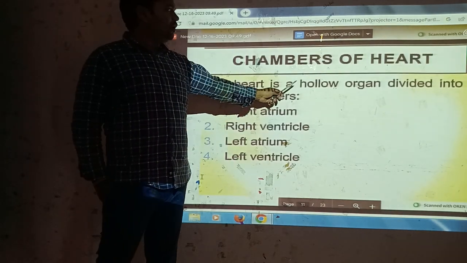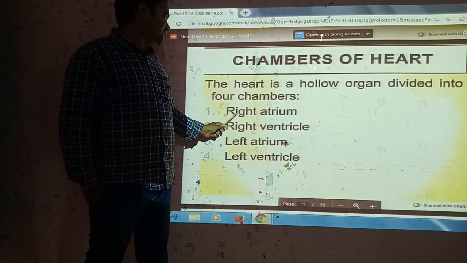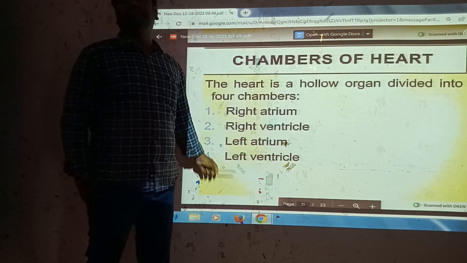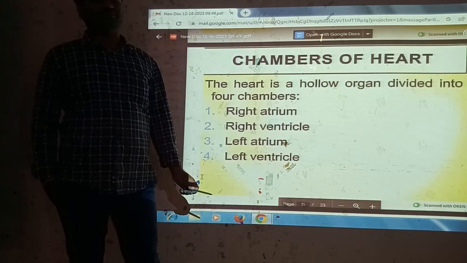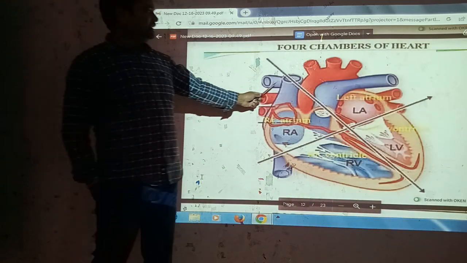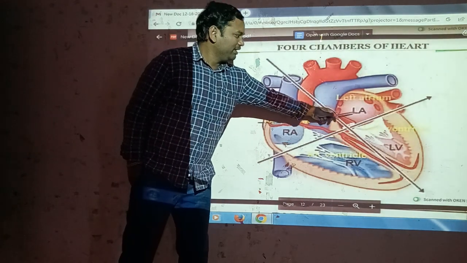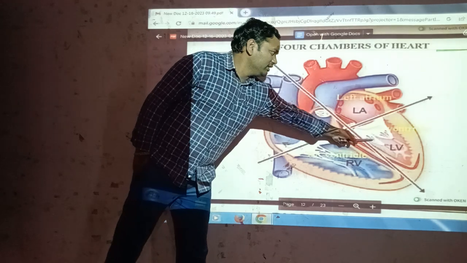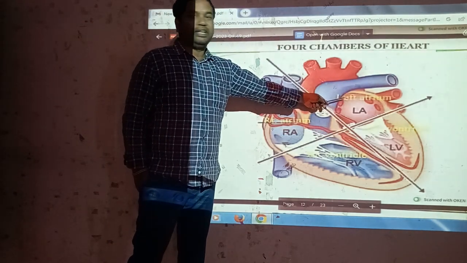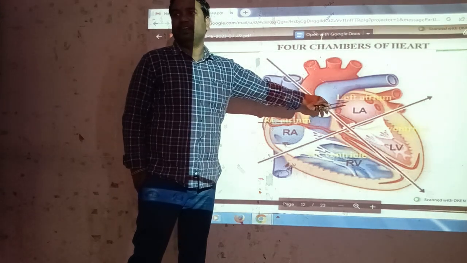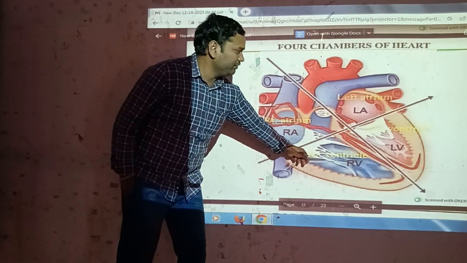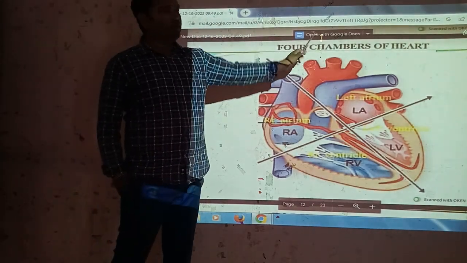The heart is a hollow organ divided into four chambers. Number one is right atrium, right ventricle. Left atrium, left ventricle. The four chambers. The left atrium and left ventricle carry oxygenated blood, with the left atrium receiving from the pulmonary vein. The right atrium and right ventricle carry deoxygenated blood. This is the structure, four chambers of the heart.